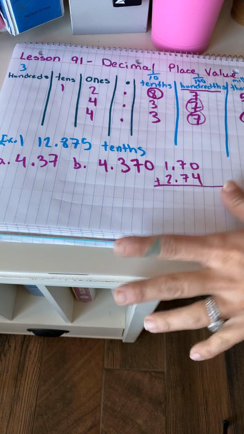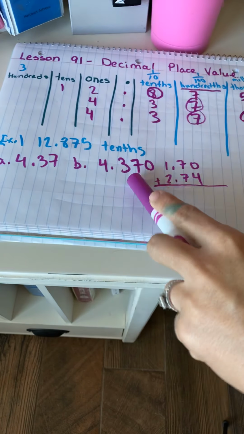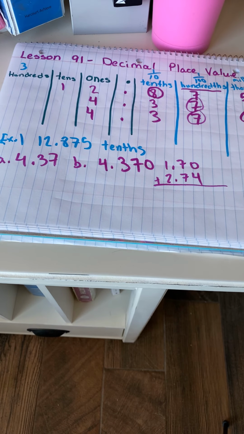Don't forget that. You're going to be getting a lot of questions on the lesson practice and in the homework about comparing these kind of numbers. So make sure you remember that if there is a 0, it's the same value. So let's go.